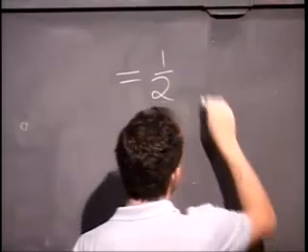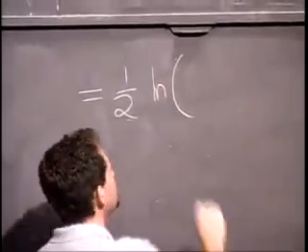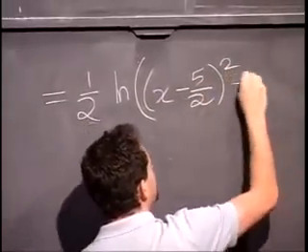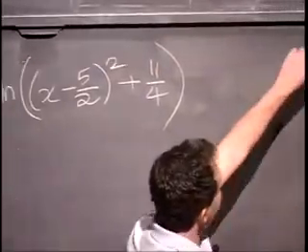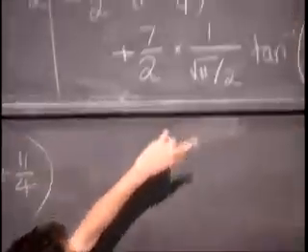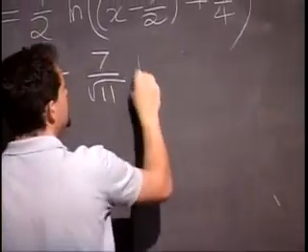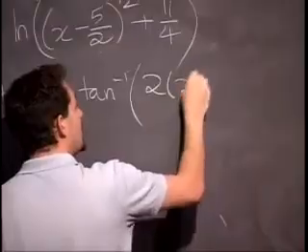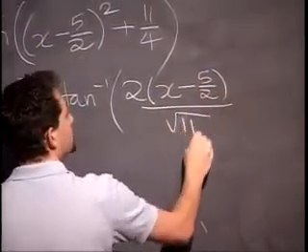Okay, let's worry about the log thing. We've got to go back to x land. t is x minus 5 halves. So you get x minus 5 halves all squared plus 11 over 4. Flip the root 11 over 2 to be 2 over root 11. And you'll get 7 over root 11 inverse tan 2t, which is 2x minus 5 halves over root 11.